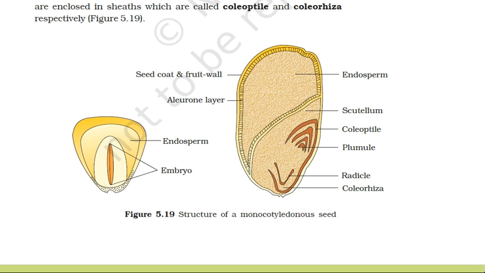Thus, in the seeds of cereals such as maize, the seed coat is membranous, and this membranous covering is fused with the fruit wall, and such single seeded fruits are called grains. Therefore the monocotyledonous seeds are endospermic, that means with endosperm. The endosperm is persisting. This way we end with the types of seeds. Thank you.